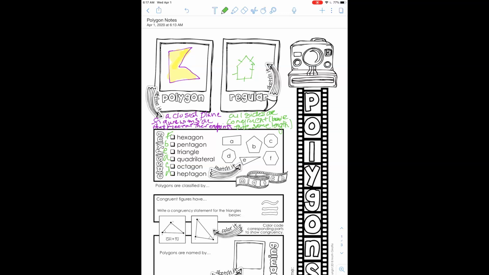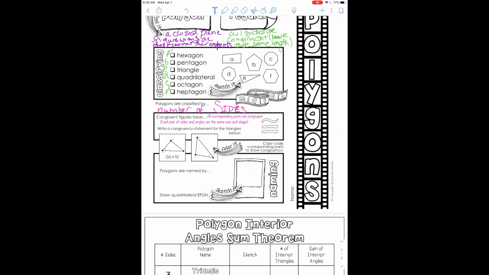Polygons are classified by the number of sides. All corresponding parts are congruent. Each pair of sides and angles are the same size and shape. This is the symbol here that we used to show congruency.